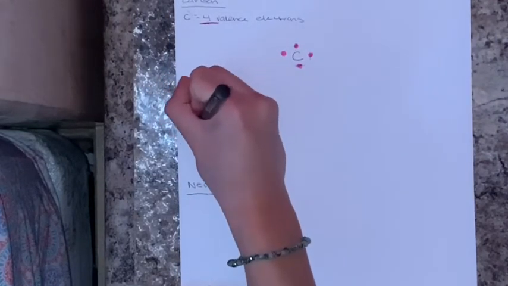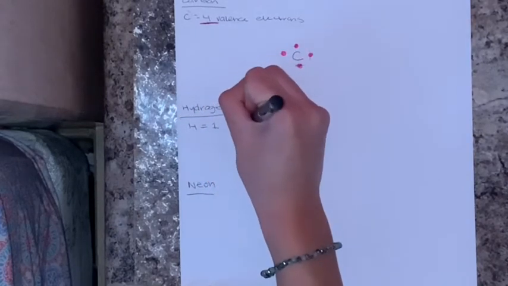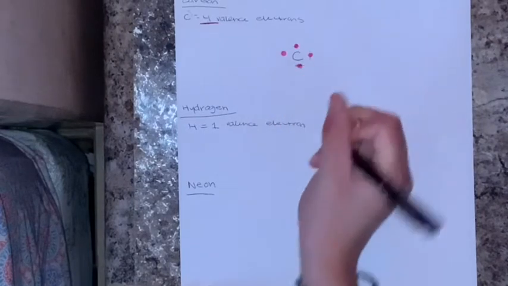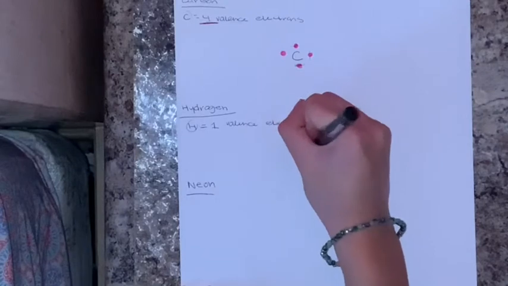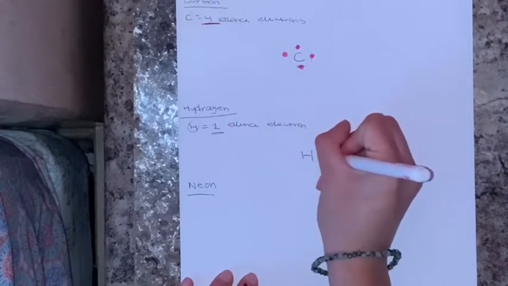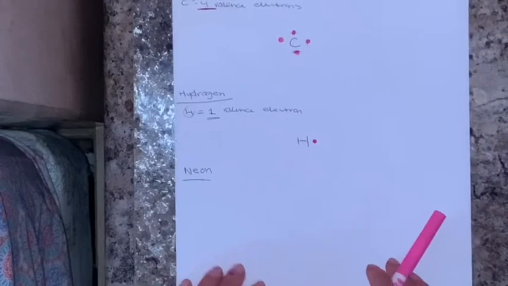And so now we're doing hydrogen. Hydrogen just has 1 valence electron. So we're going to put the chemical symbol H in the center, and we're just going to draw 1 valence electron on the side. It doesn't matter however way you draw it, just as long as it makes sense. There are no gaps.